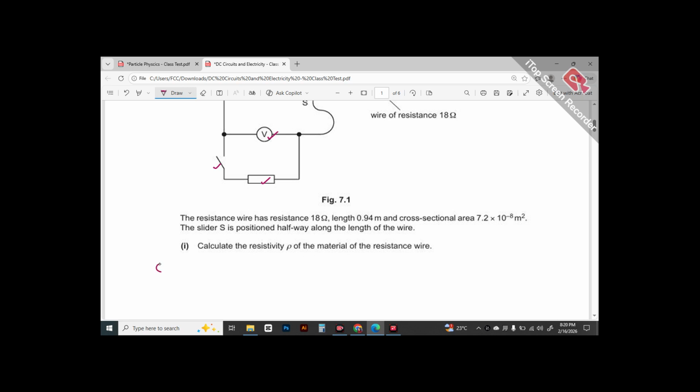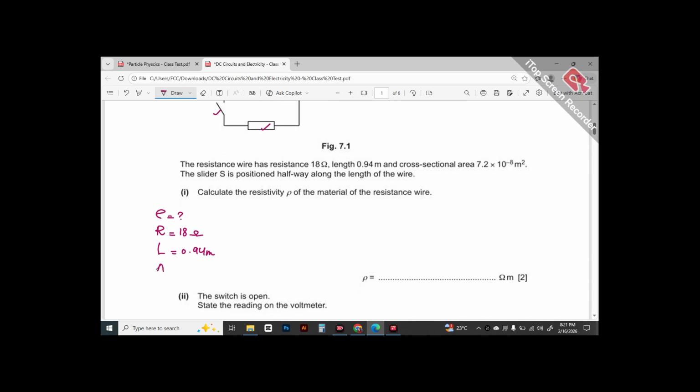We have to calculate the resistivity of the wire. Resistance of the wire is given to be this. Don't go with the resistance of a resistor even if they had provided you with this. In this case they didn't provide it, but because you need the resistivity of the wire, you will only use the resistance of that wire, not any other resistance, not the total resistance of your circuit. The length of wire is given to be 0.94 meters and the area is given to be 7.2 × 10^-8.